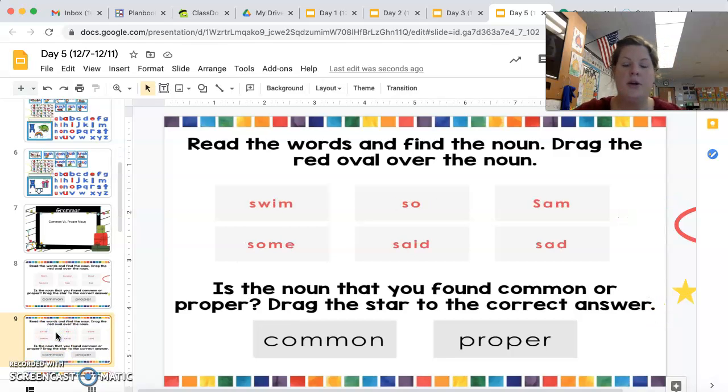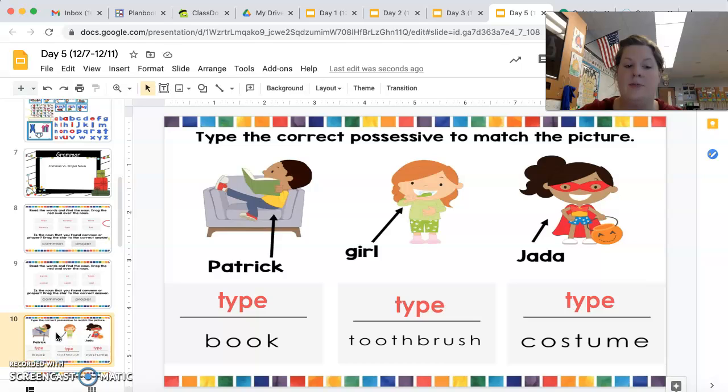Same thing. I'll read the words for you. You're going to find the noun: swim, so, Sam, some, said, and sad. And then move the star over if it's common or proper. A good way to remember is if it has a capital letter.